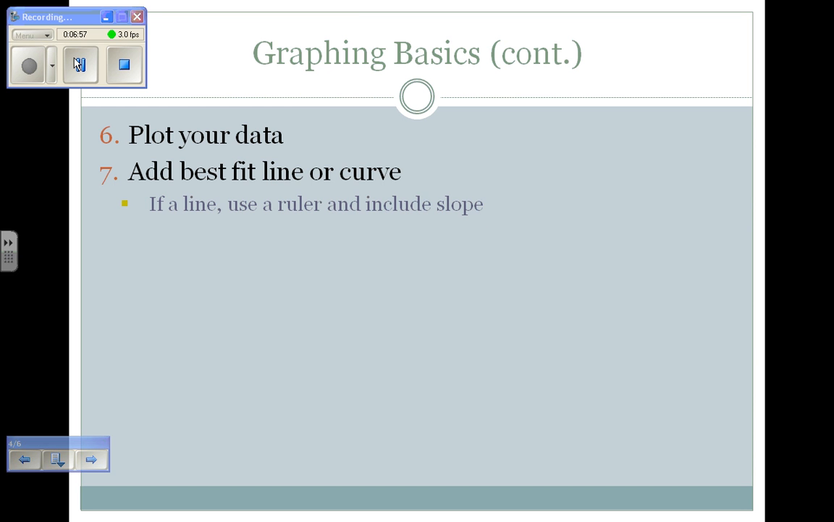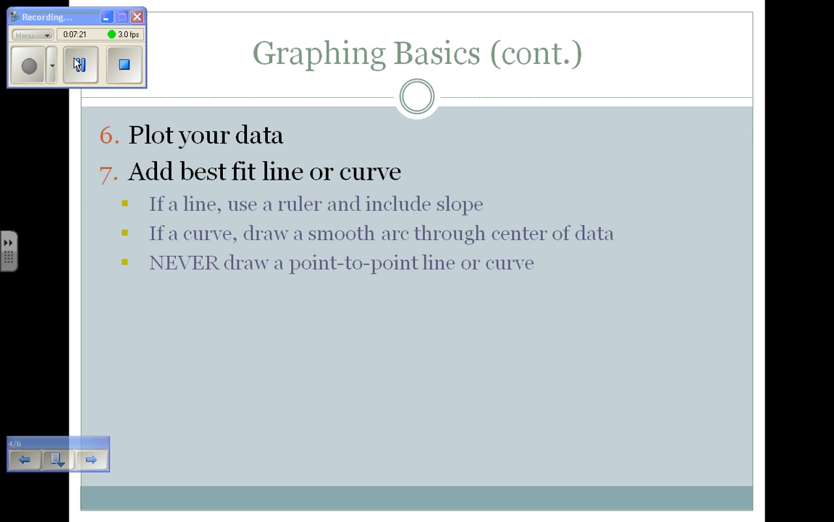What a best fit line means is something that goes through the center of the data, but not point to point. So if your data looks like it's basically in a line, use a ruler and draw this line through the middle of your data. If it's a curve, draw a smooth arc through the center of the data, and that'll usually be freehand. Do the best that you can. In neither of these cases should you ever put a point-to-point line or curve.